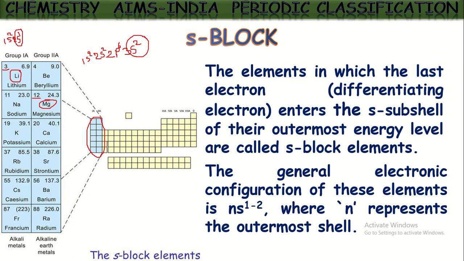The general electronic configuration of these elements is ns1 to 2, where n represents the outermost shell. Why is it ns1 to 2? If you see the first column elements, the 1A group elements, for all of these the last electron configuration will be s1. The valence electronic configuration will be s1 because for lithium its configuration is 1s2 2s1. For sodium, 1s2 2s2 2p6 3s1. So for this also s1 again.